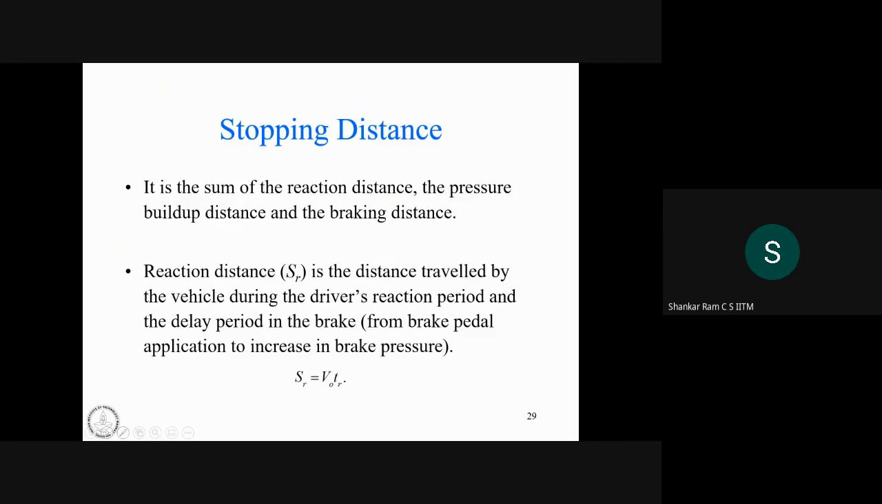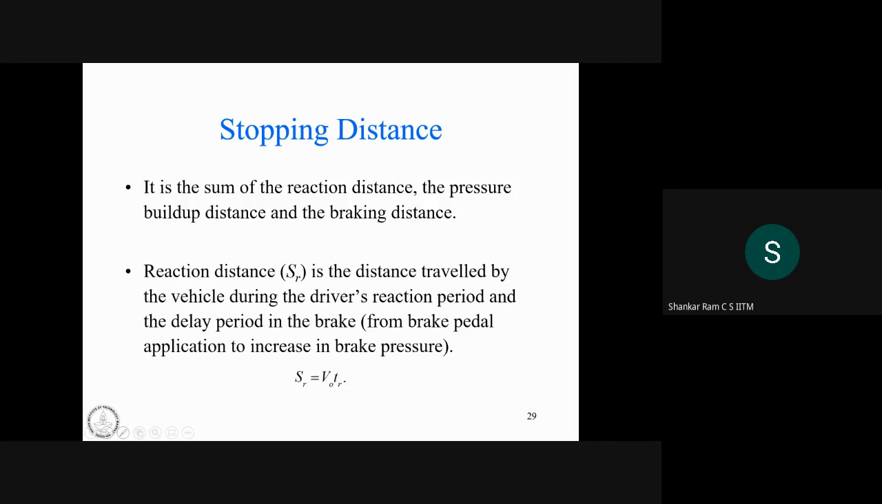The next topic which I want to touch upon in today's class is stopping distance calculation. There are multiple ways to calculate the stopping distance. We will learn one way, and I will also give you one exercise problem to do, so that you can figure out how to calculate this important parameter. Because when we look at braking, one of the important evaluation parameters is stopping distance.